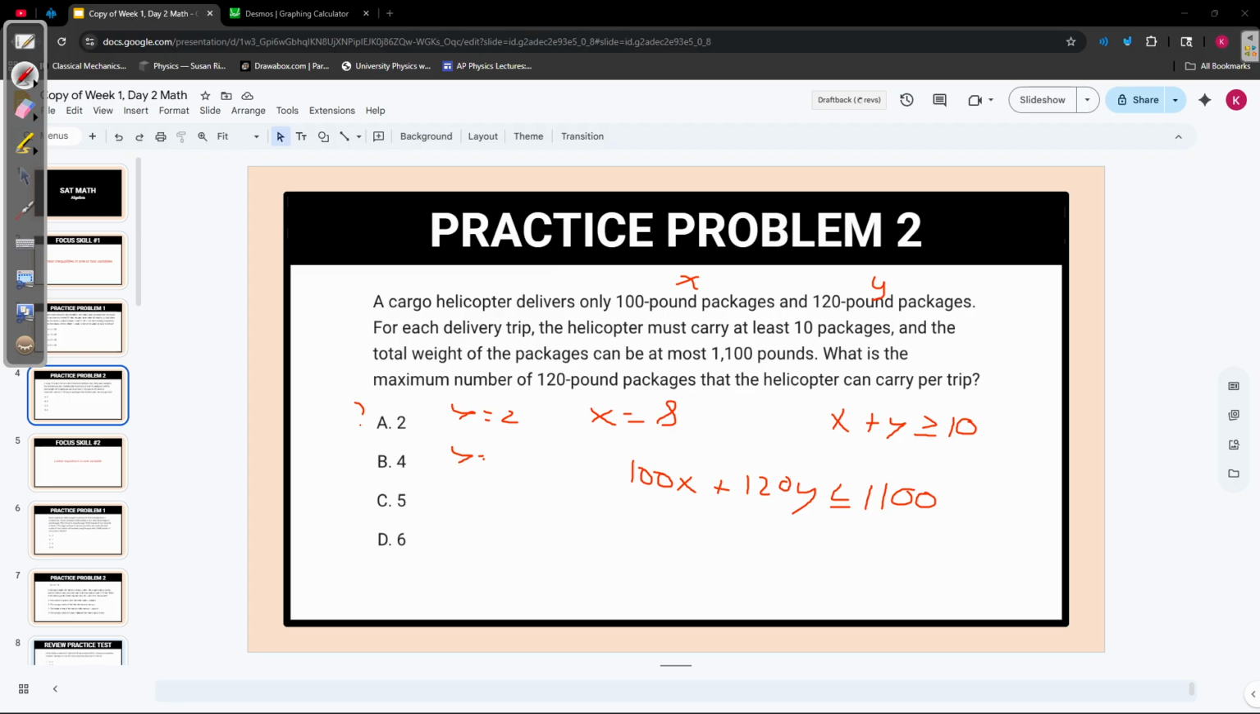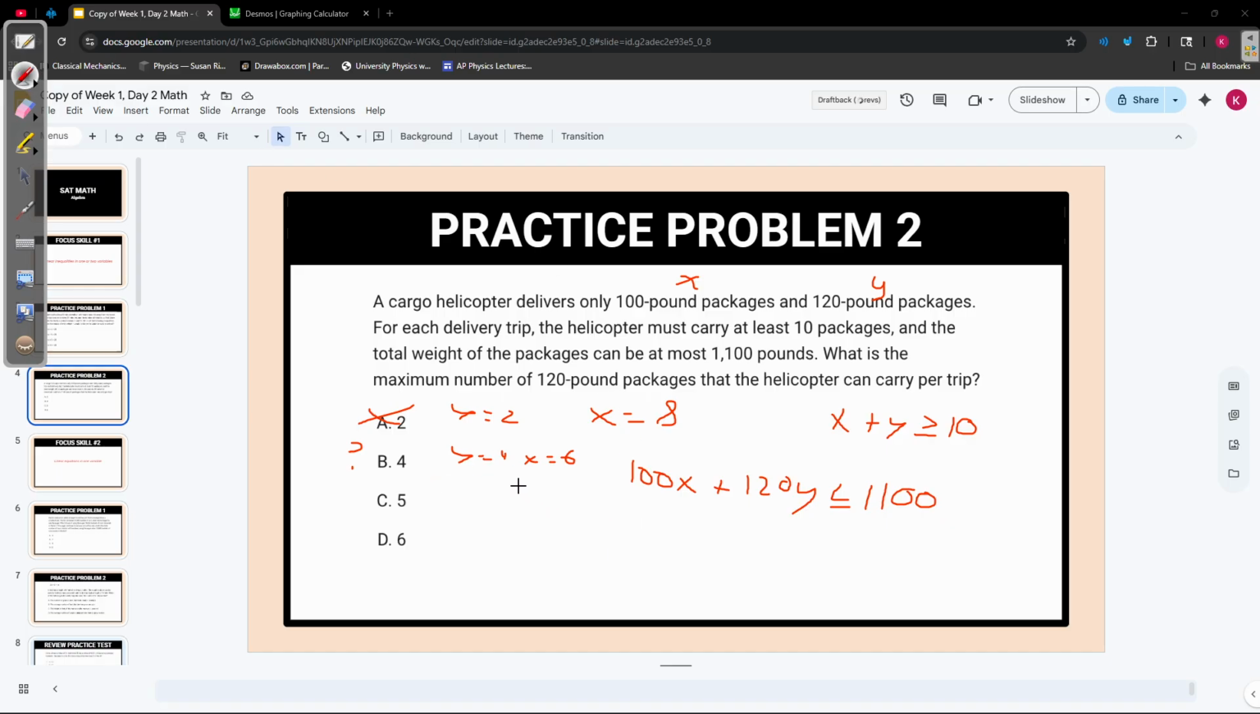Well, B is saying y equals 4 and x equals 6 if we go with the smallest numbers. So using the multiplication here again, we get 600 plus 480, which is 1080, which is still less. So we already know that A is not going to be the answer because B has 4 120-pound packages, and that also works for a weight amount. So B could be the answer.